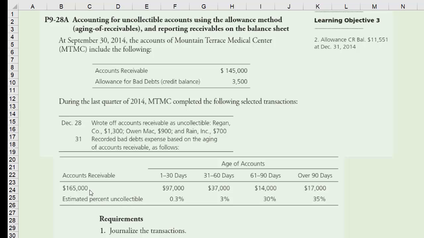Now, they tell us by the end of the year, accounts receivable balance had grown from 145,000 to 165,000. Okay, and it's stratified by the aging of the various accounts. And there's the percentage that we're estimating to be uncollectible. And from there, we have some transactions to deal with. Okay, so the first requirement is to journalize the transactions.